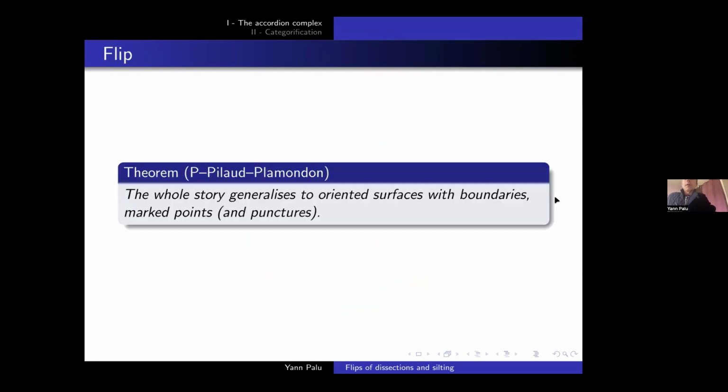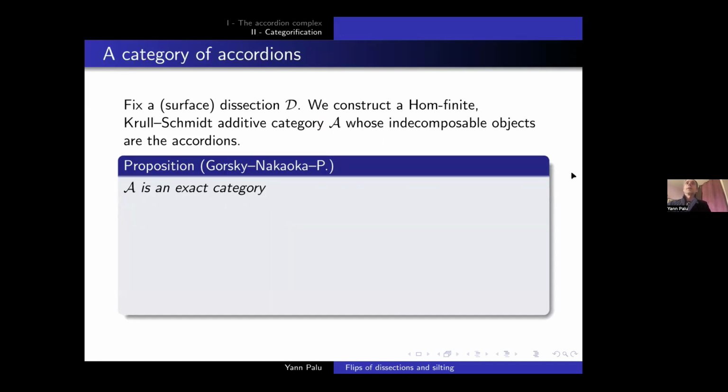With Vincent Pilaud and Pierre-Guy Plamondon, we proved that this combinatorics generalizes to oriented surfaces with boundaries and marked points in the pictures, and so is closely related to representation theory of gentle algebras. With Mikhaïl Gorsky and Hiroyuki Nakaoka, we wanted to categorify this situation.